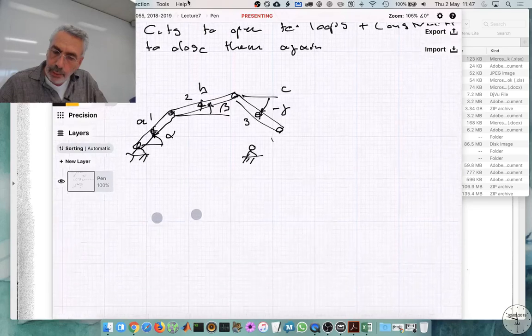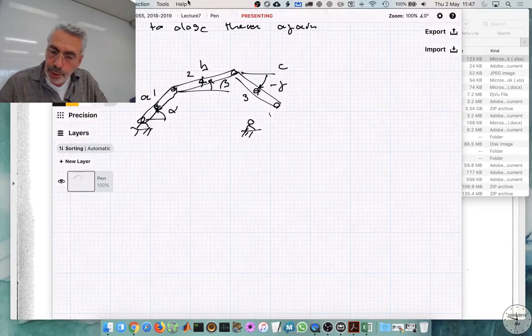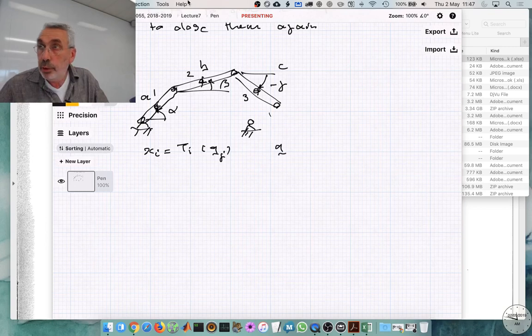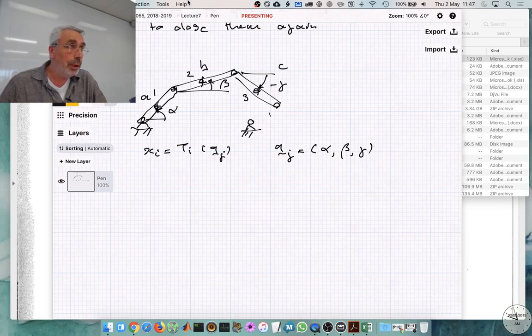Now writing down this expression, x_i is a function of q_j. I made two cuts, actually, a horizontal cut and a vertical cut, so my q_j is now enlarged. I have alpha, beta, and gamma. And I have a nice open loop system, and I can just write down what the expressions are.